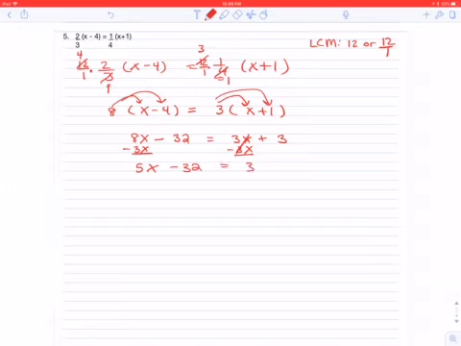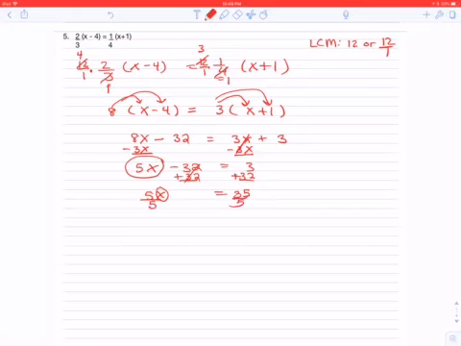Now it looks like the first equation again. I need to get the x term by itself. So add 32 to both sides. I have 5x equals 35. To get the x by itself, since it's multiplied by 5, to get rid of the 5, I'll do the opposite. I'll divide by 5. I have x equals 7.